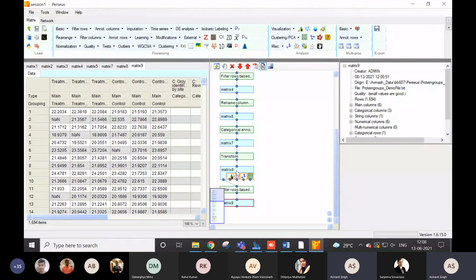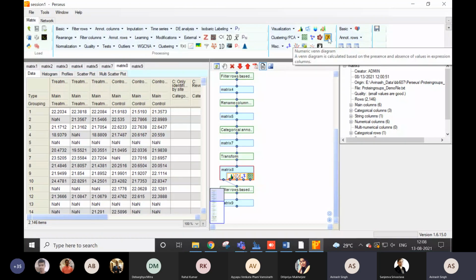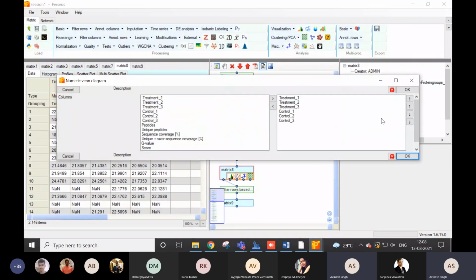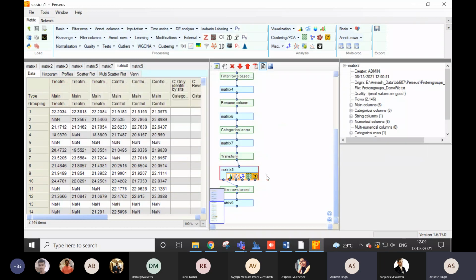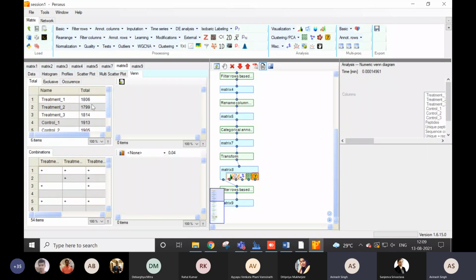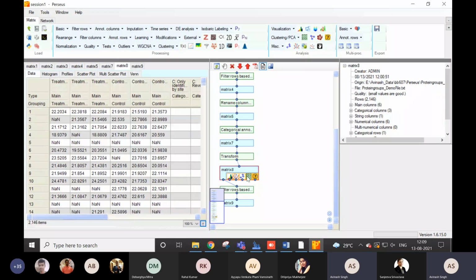Also, if you want to count the total number of proteins in each sample, you can just click this numeric Venn diagram. You are able to see how many proteins are present in each sample. Here you can see that all the samples have almost a similar number, so we do not need to remove those samples. Sometimes we have a very small number in a particular sample, so we can remove those samples by visualization, by seeing the number of proteins in particular samples.